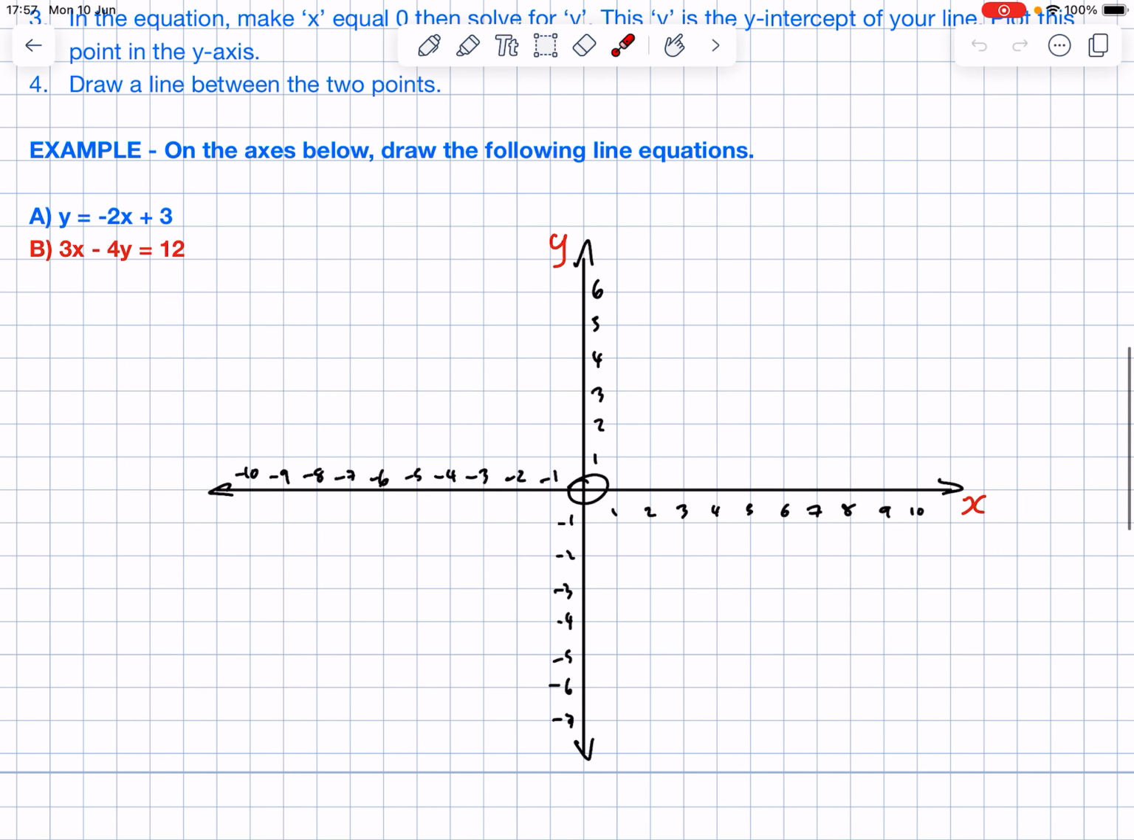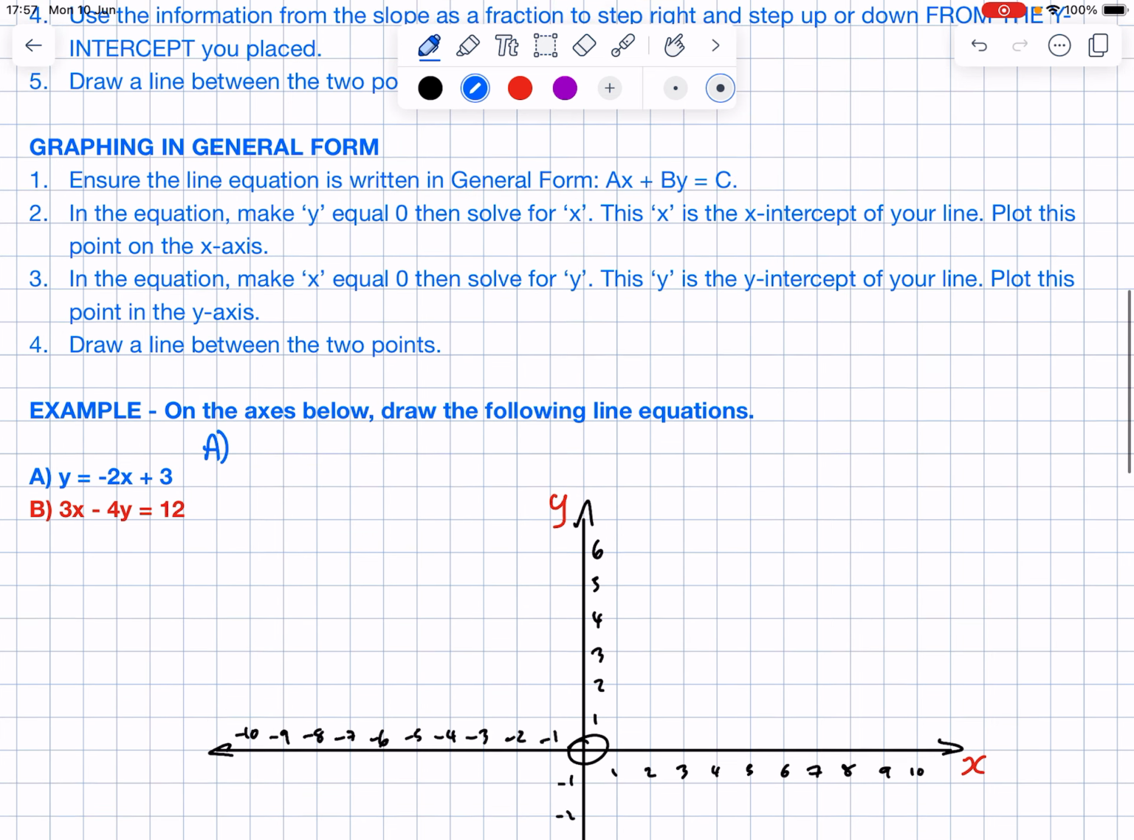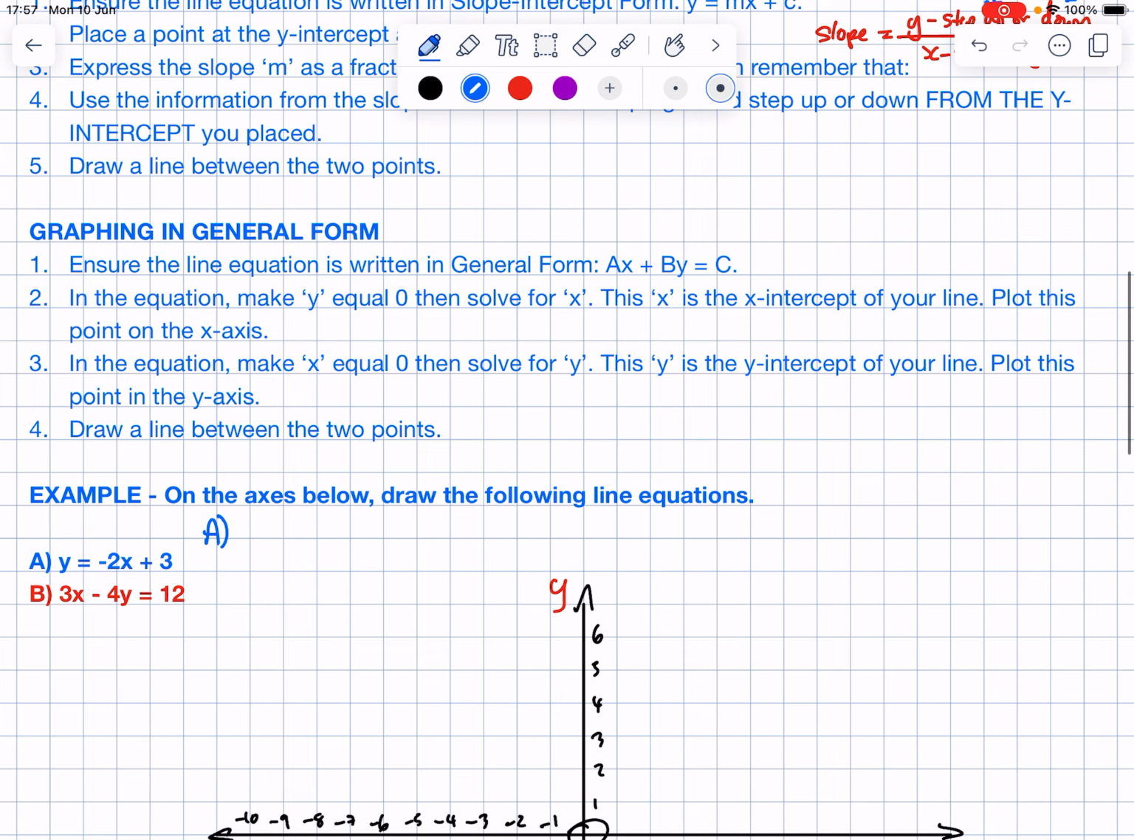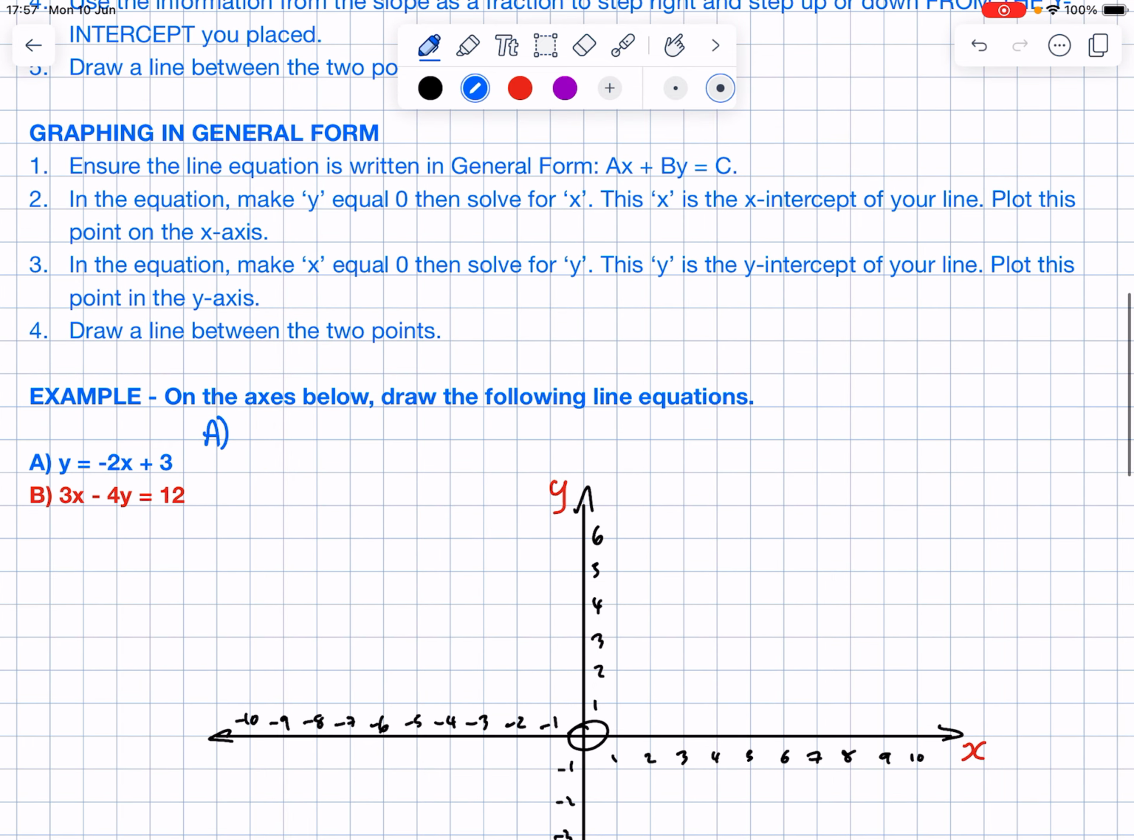Lastly, we have an example here. I'm going to show drawing A. So A, what do we do? Step 1, ensure the line is written in slope-intercept form. It is. Place a point at the y-intercept according to the value of c.